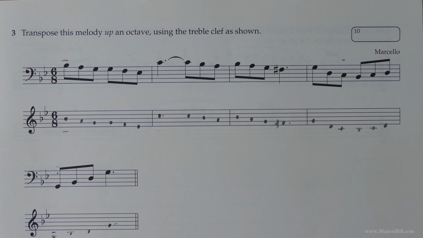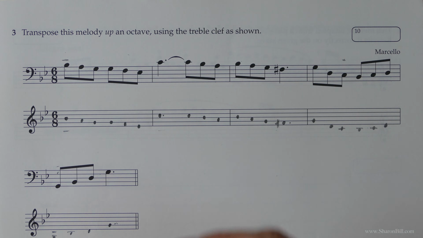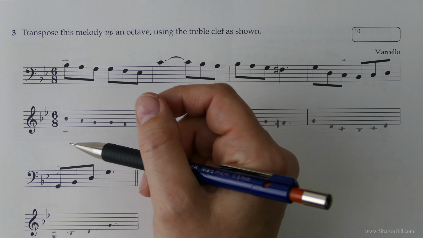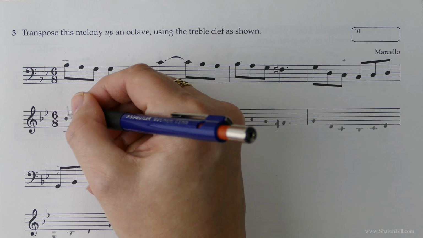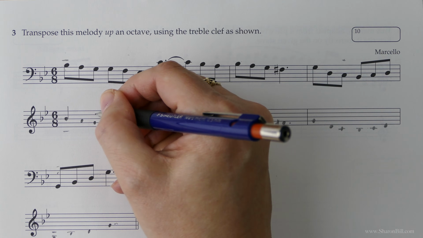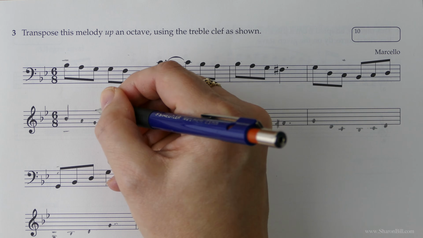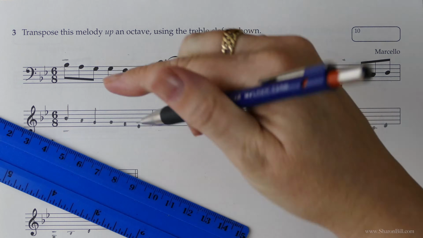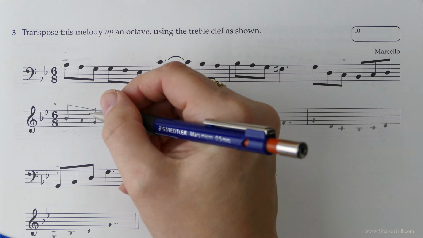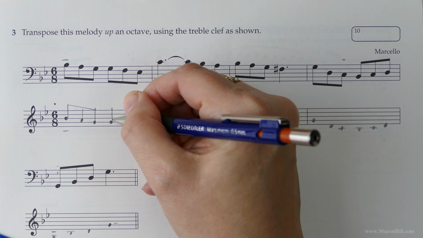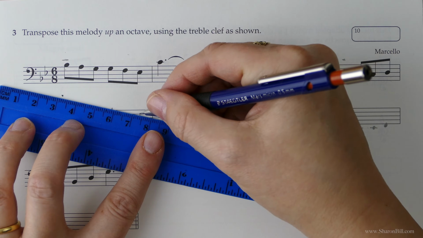Now we've just got to decide which way the stems go. So remember, anything below the middle line, the stems have to point upwards. So this one can just go either way, so we'll keep that pointing upwards. Use a ruler, keep it neat and tidy. Stems still pointing upwards here.